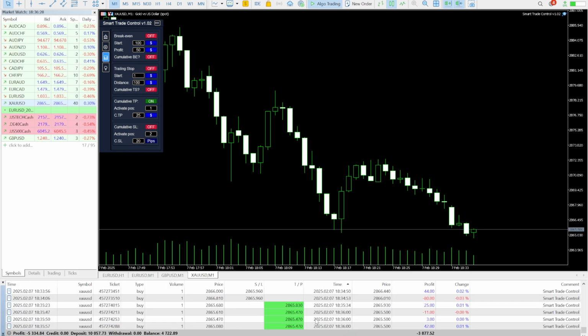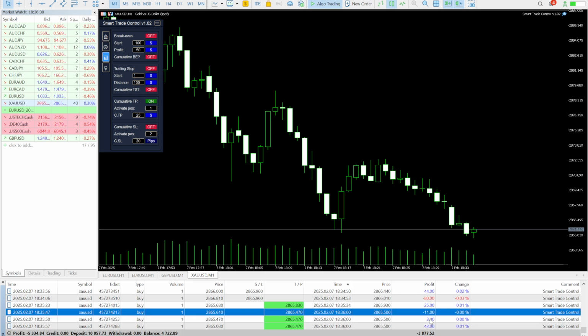Let's just see what happens here. So these 3 positions, right? One of them closed at -11, but one closed at +3, and the other one closed at +42. Then of course we have the commission, so that's also calculated. So overall, they all secured a $25 profit on the account.